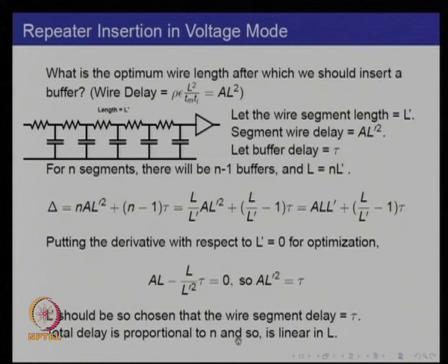Now the total delay will be proportional to n and therefore is linear in L. The segment delay is now 2 tau, twice the delay suffered by the wire, but overall the total delay is linear in L. The multiplier, this linear proportionality constant, has doubled, but it remains linear, and therefore over longer wire lengths we will gain a lot if we use this trick. As a result, buffer insertion has in fact become the dominant technique for laying out long wires in modern technologies.